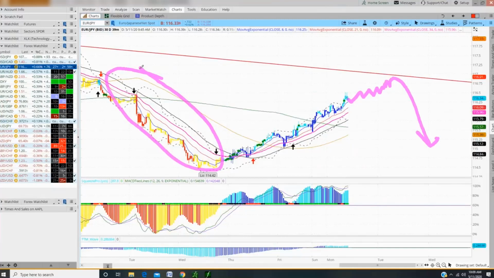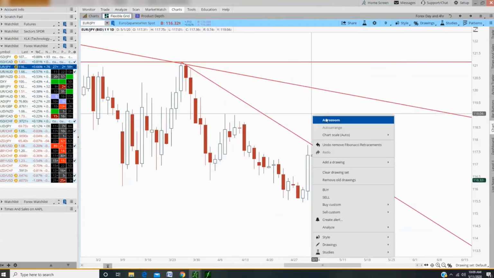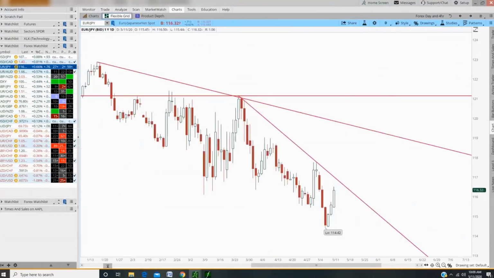You can do that with your option trading as well. Okay? Absolutely. I mean, look at this. Let's go back a little bit. This move right here is phenomenal to the downside.